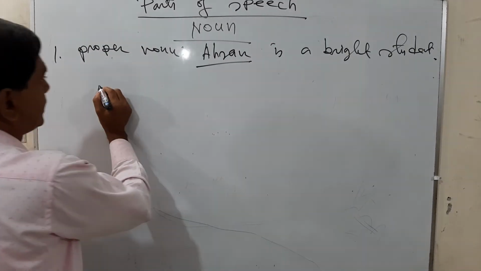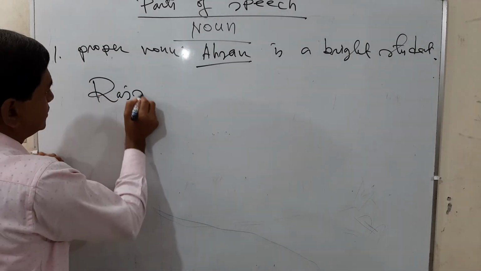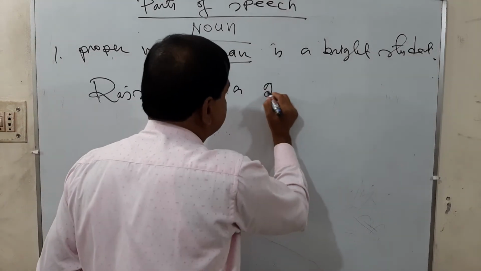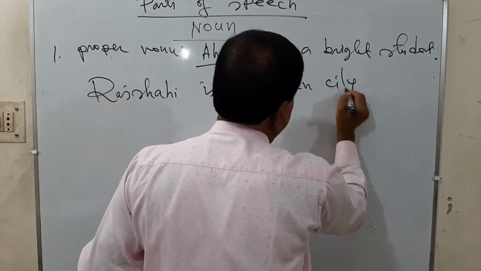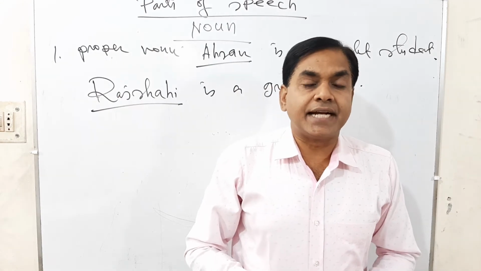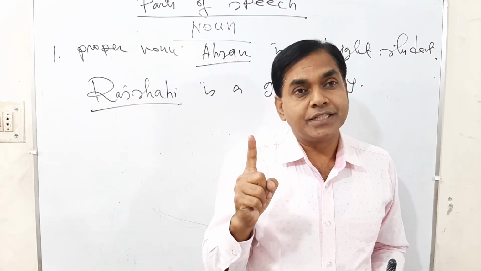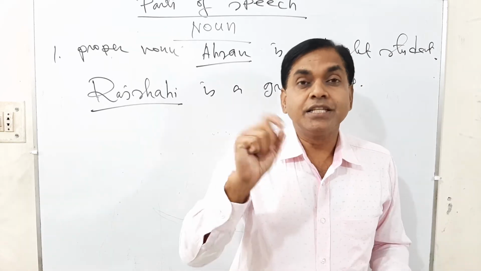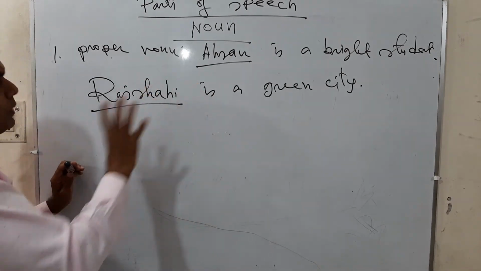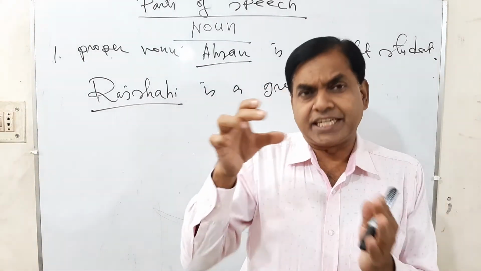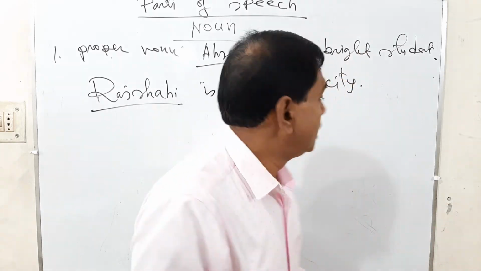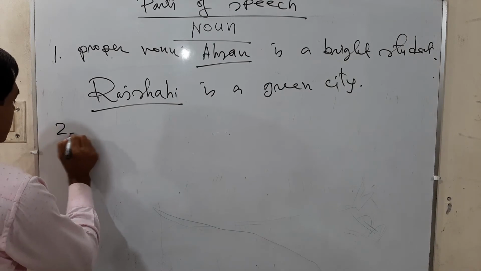The next one is Rajshahi. Rajshahi is a green city. So if we say Rajshahi, then it indicates that we have only one city in Bangladesh, which is called Rajshahi. So it is a proper noun. So my dear viewers, now we can easily understand about the proper noun that it indicates a selected person, a selected place, or a selected event. Am I right?